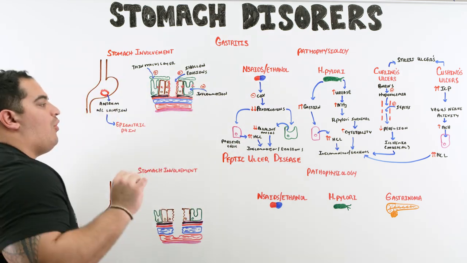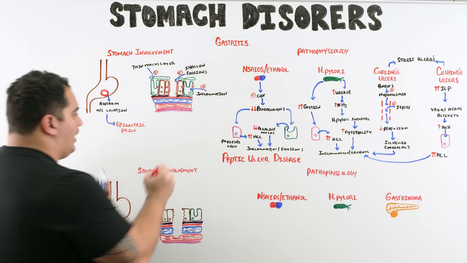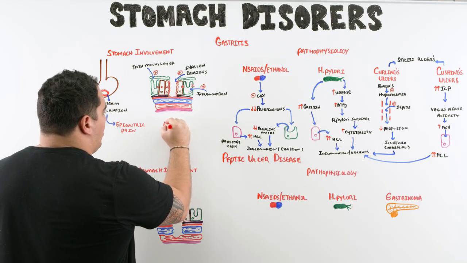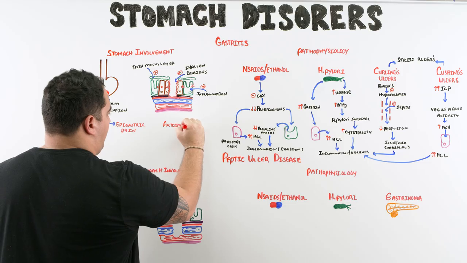There is one small subtype. I don't want to beat it like a dead horse. I don't want to go too crazy, but we call this one autoimmune.